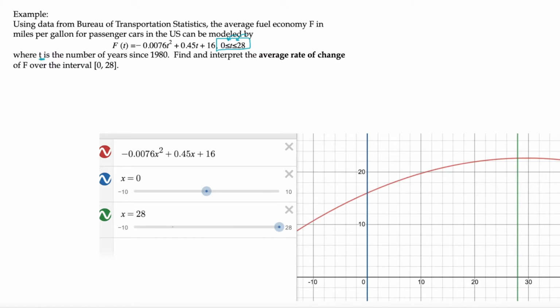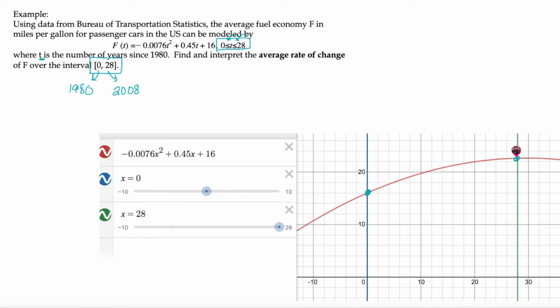So the interval we have is 0 to 28, where 0 represents 1980, and 28 represents 28 years after 1980 itself. So that would be 2008. Find and interpret the average rate of change. So we're looking at what is the slope when time is 0 and when time is 28.